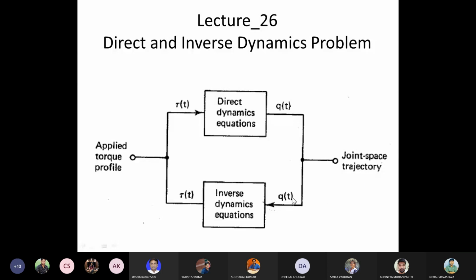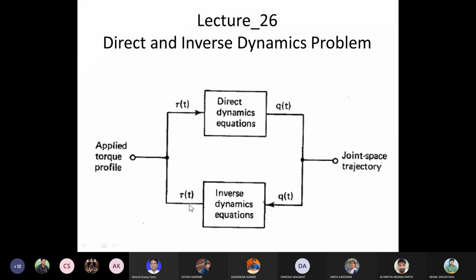So here, how much torque is actually to be applied is determined using the inverse dynamics equations. Once we have the required reference space trajectory, the reference values of q(t), the reference values of q1 dot, q2 dot, q3 dot, the joint velocities, and the reference values of joint accelerations, then based on that we can determine the reference value of torque, how much torque we require.